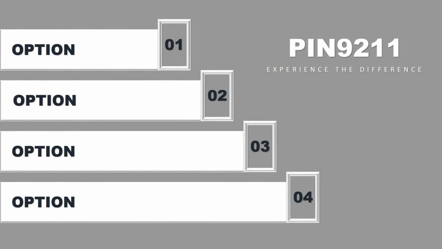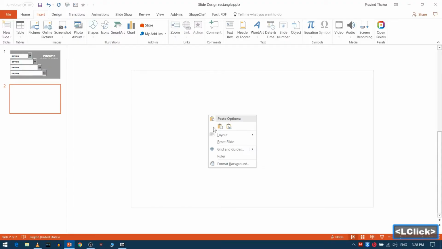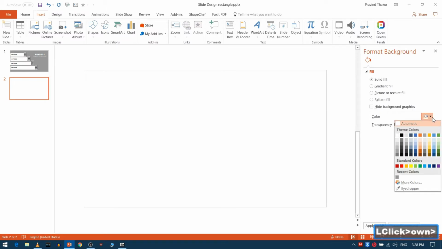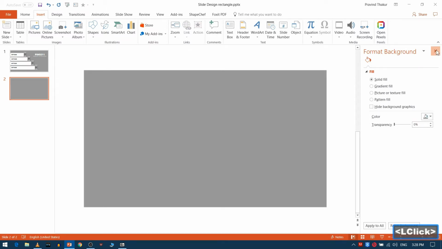Today I am going to show you how to create this awesome slide for your presentation. Open a new slide. Right click and select Format Background. Select any color of your choice.